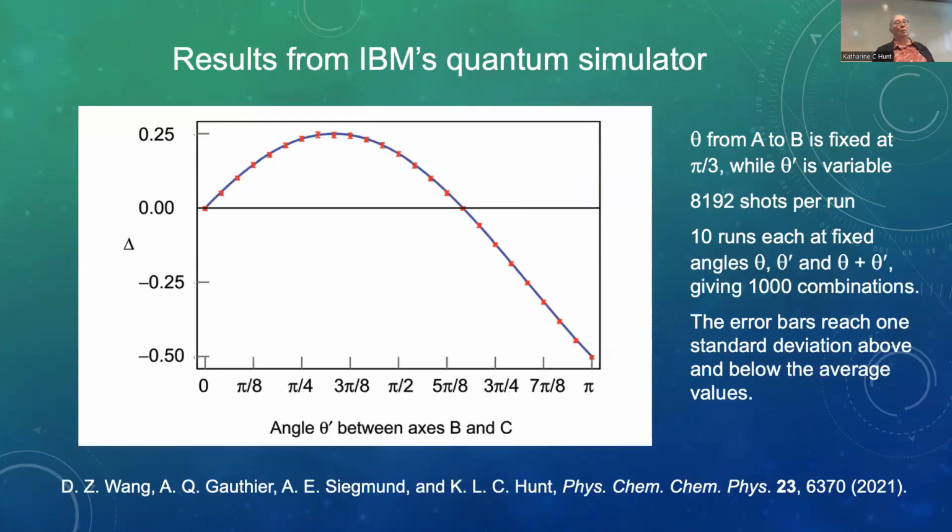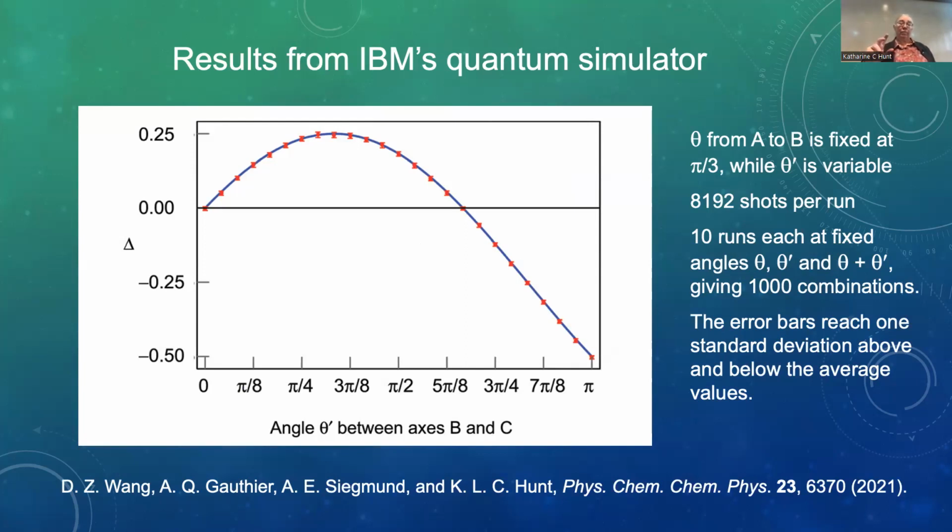So these are the results from the IBM quantum simulator. The quantum simulator works really nicely. The only problem is it's truly a classical computer. It's just simulating what the quantum output should be. But because we're using 8192 shots per run, you can get an idea of the magnitude of the random error that's purely statistical error in the calculations.